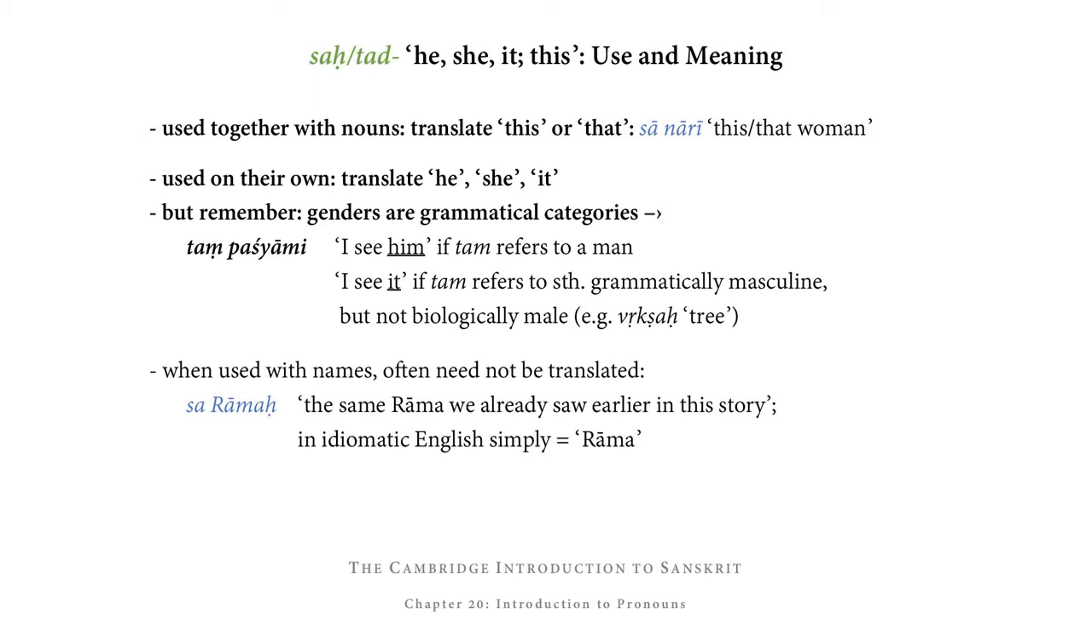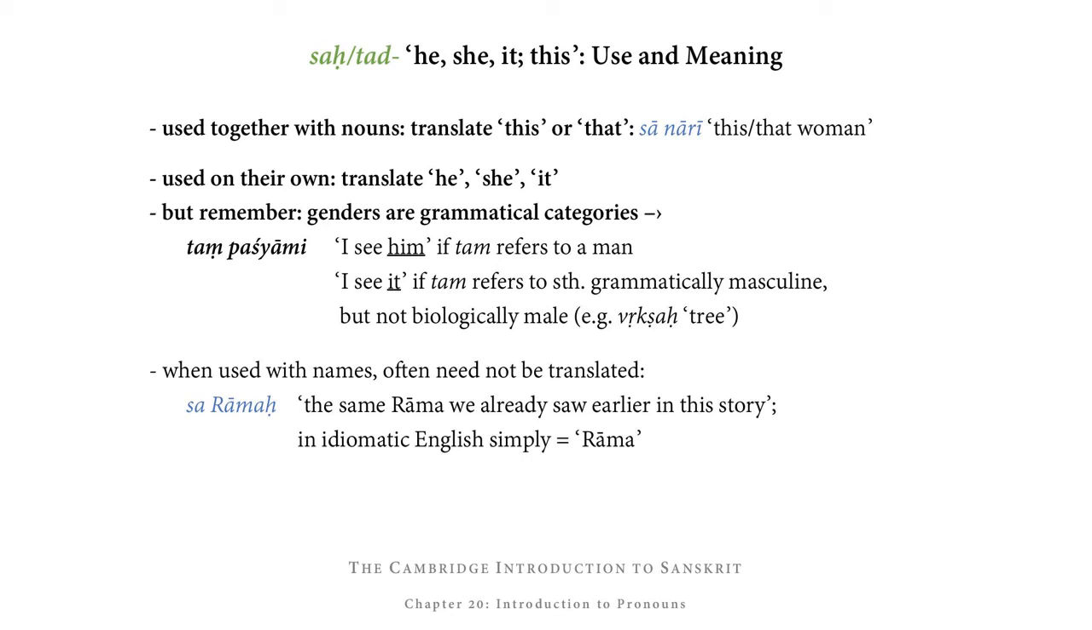So, for example, sa nari would mean this woman, or, depending on context, that woman. However, when sa/tad is used on its own, then its forms need to be translated as he, she, or it. But you need to remember that genders are grammatical categories, and so we need to see what a pronoun is referring to before we can translate it.